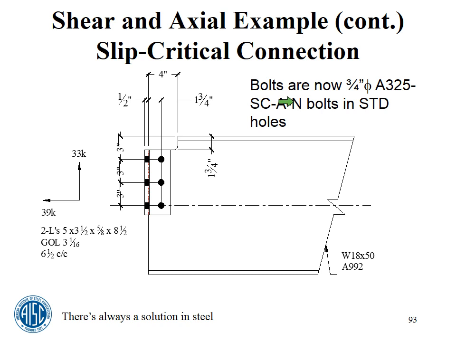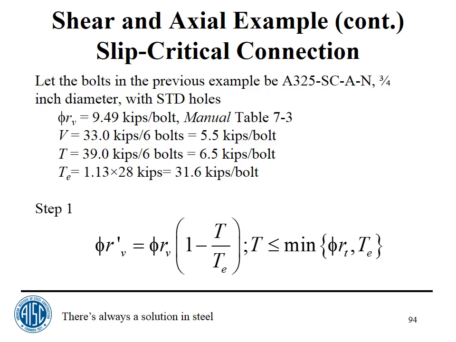And the designer needs to know, are the threads included or excluded? So you need to have an N. Slip critical, class A, you need to know what the surface prep is, and you need to know the position of the threads, even in a slip critical connection. So all of the data is given here. The bolts in the previous example, B, what I just said, slip critical A-N, 3/4 diameter, standard holes.